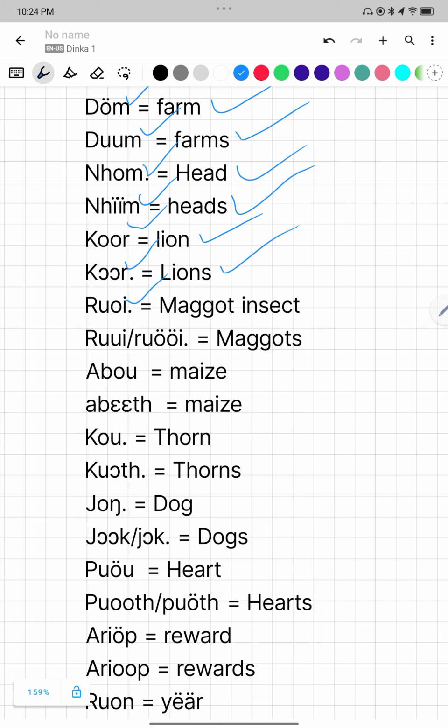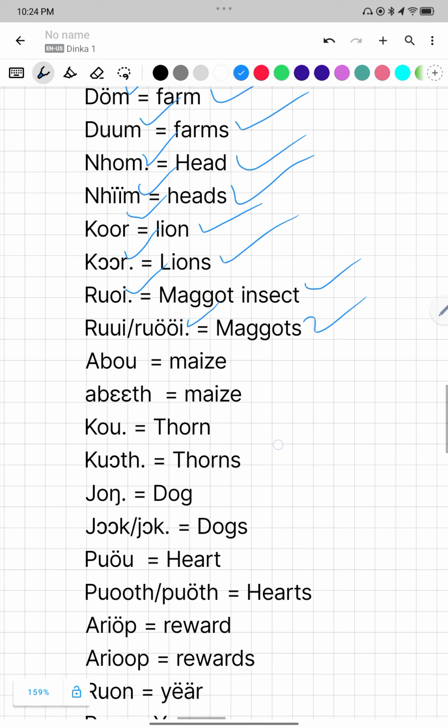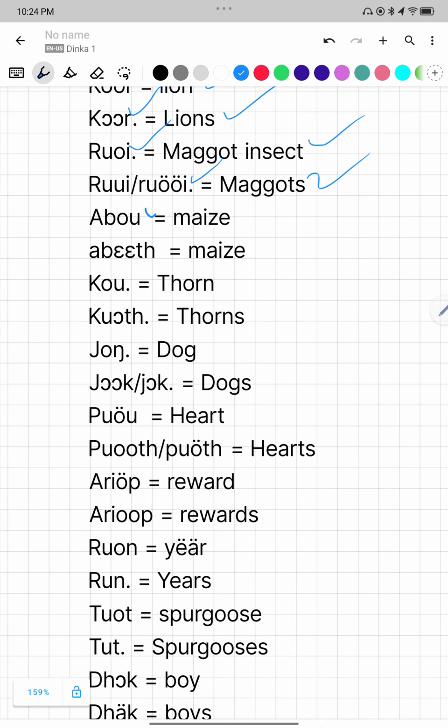Roy means maggot. Maggot, insect. Rui or Roy is maggots. Plural form of Roy. Abo means maize. The plural form of abo is abab. Abab means maize.